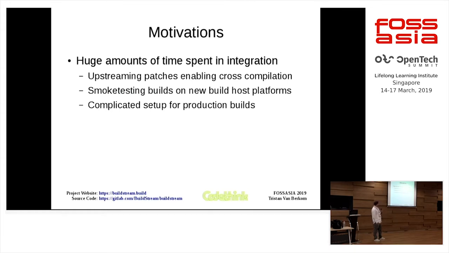One of the motivations is smoke testing builds on new host platforms. We don't want to have to do that, right? So we just say that we're never going to touch the host platform. So why bother smoke testing your whole build on a new version of Ubuntu or Debian or Fedora where everything just works the same? It's in a later slide, but basically we have a no-host tool policy in BuildStream. You can never build on your host. You build on your host, but you never use your host compiler, you never use your host libraries, everything's always containerized.